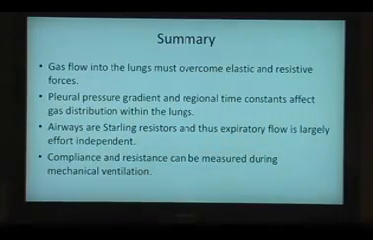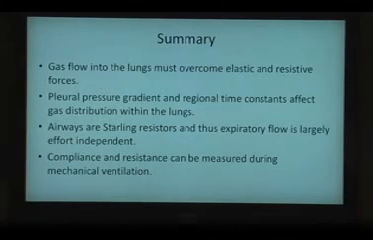So then, gas flow into the lungs must overcome elastance and resistive forces. We talked about that. There's a pleural pressure gradient and regional time constants that affect gas distribution in the lungs. Airways are Starling resistors, and thus expiratory flow is largely effort independent. Flow limitation is what that's called. And compliance or resistance can be measured during mechanical ventilation.